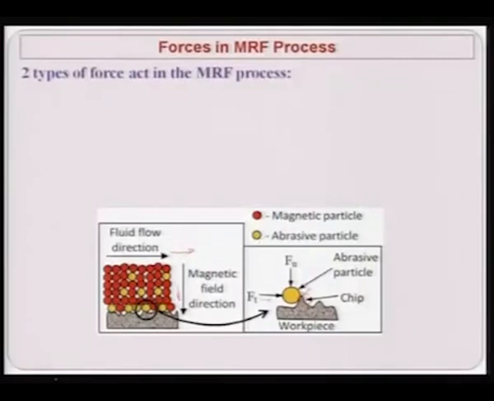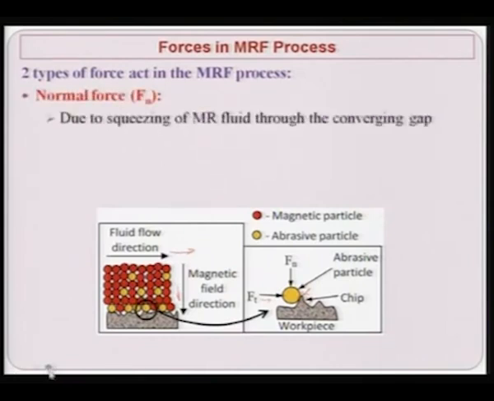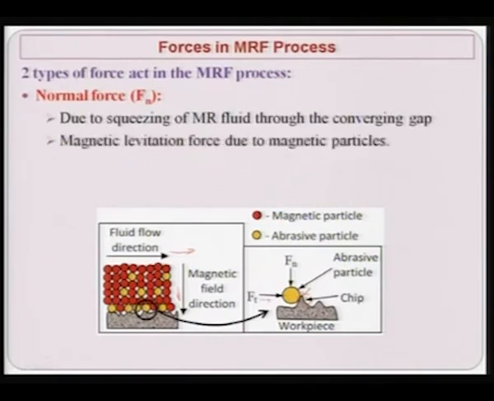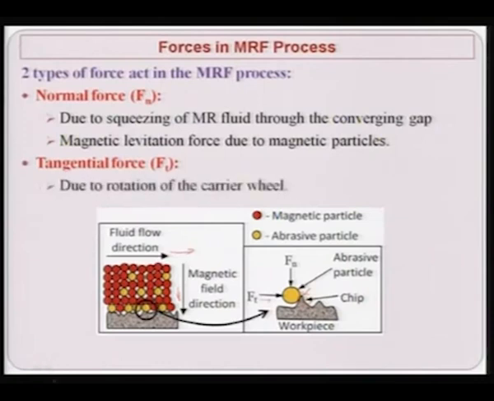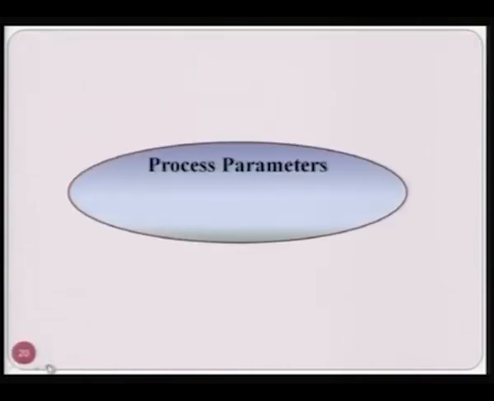Two types of forces act in the MRF process, as I have just explained to you. One is the normal force Fn, and this is due to the squeezing of the MR fluid through the converging gap, and the magnetic levitation force due to magnetic particles, and another is the tangential force. This force is due to the rotation of the carrier wheel. Process parameters of the MRF process.